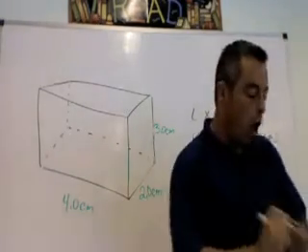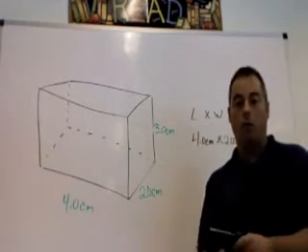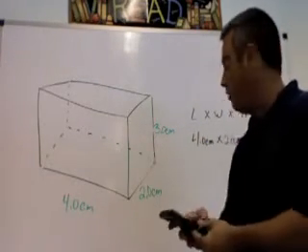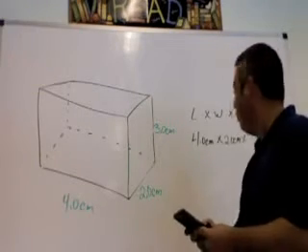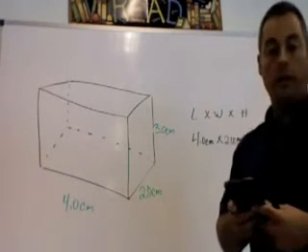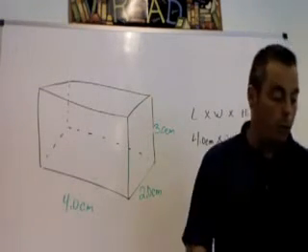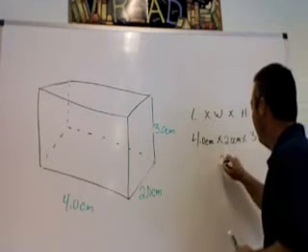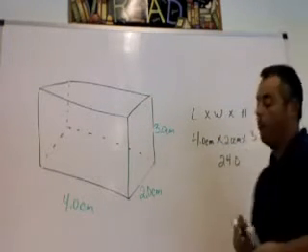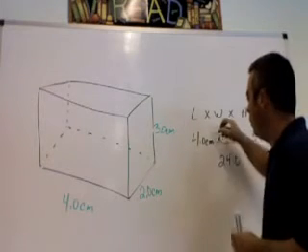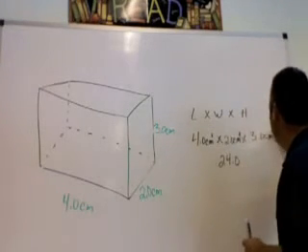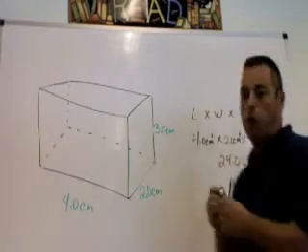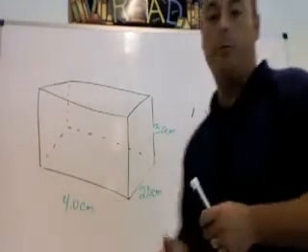Might be a little bit too long to do by hand, so I like to use a calculator whenever possible, this being one of those circumstances. So 4.0 times 2.0 times 3.0 equals 24.0. Now we need to remember our units. Like we said, we need to add our exponents. 1, 2, 3 centimeters cubed, showing a three-dimensional object.